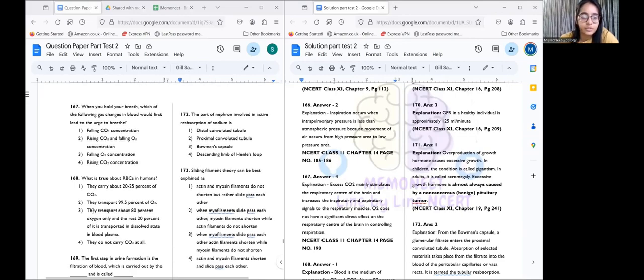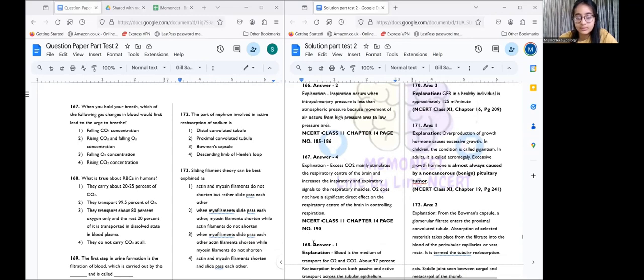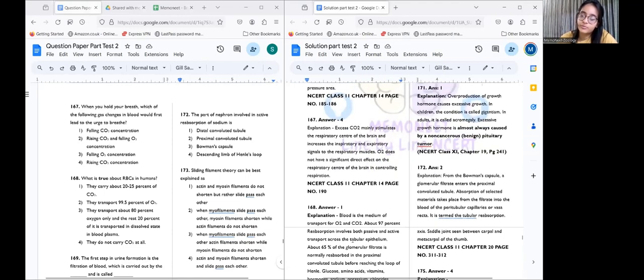Moving on to 168, which is true about RBCs in humans. They carry about 20 to 25% of CO2. Is it correct? Do they carry no CO2 at all? Is that correct? No. So the answer is answer 1, which is they carry about 20 to 25% of carbon dioxide. We know that blood is the medium of transport for oxygen and carbon dioxide both. Does it transport directly in the blood, like in the liquid? No, oxygen and carbon dioxide are transported with the help of RBCs.